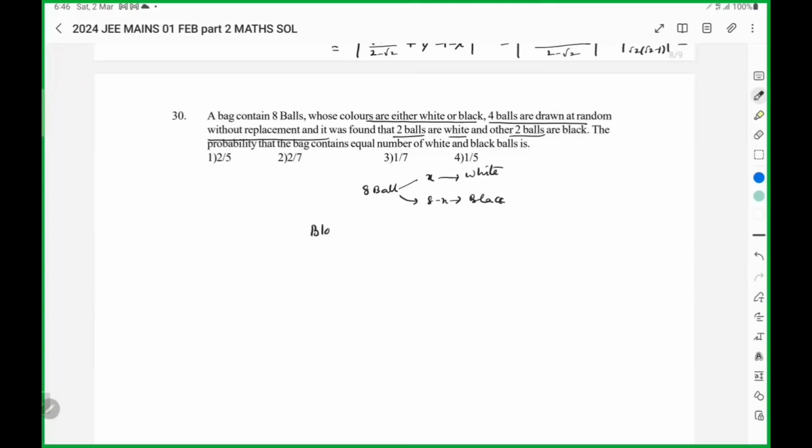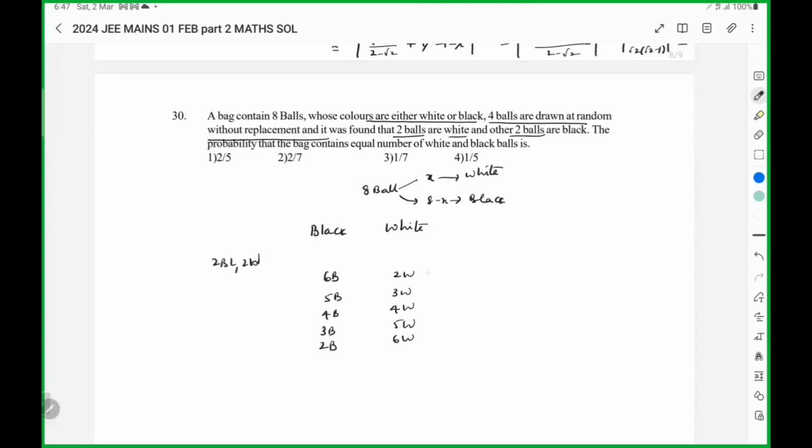So they found two black balls and two white from four balls which he drew. So what may be the possibility? So minimum two white, minimum two black are there. Maybe two white, six black balls are there, or three white, five black, four white, four black, five white, three black, six white, two. These are the possibilities.